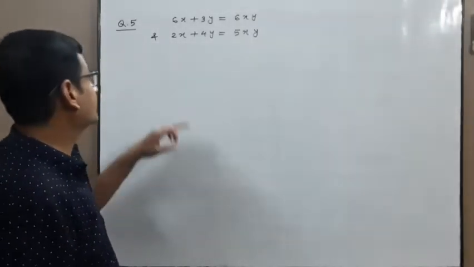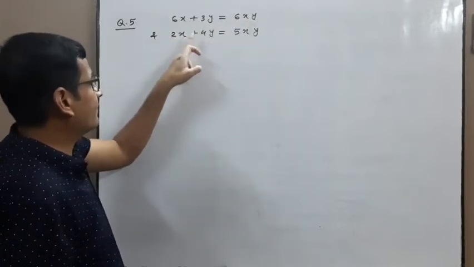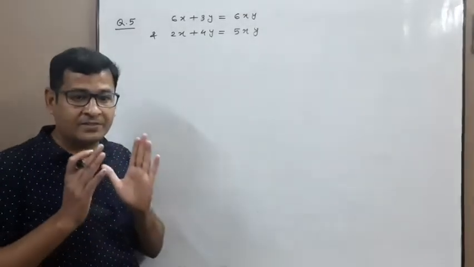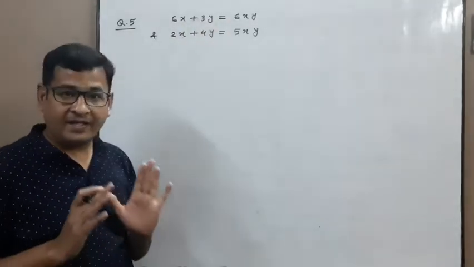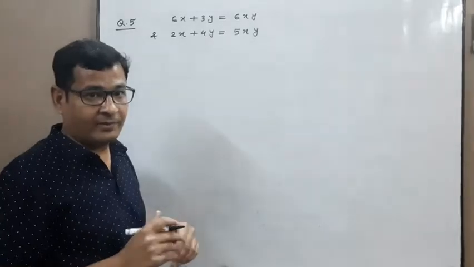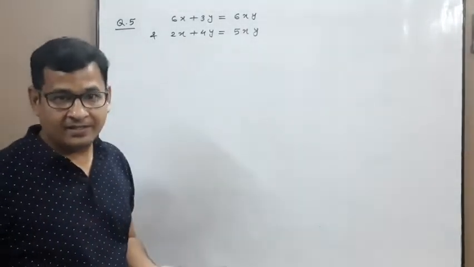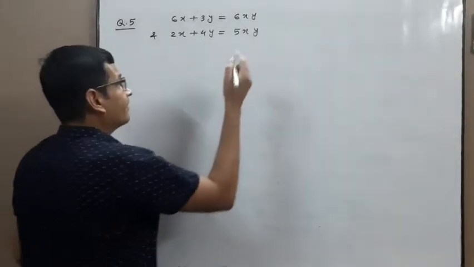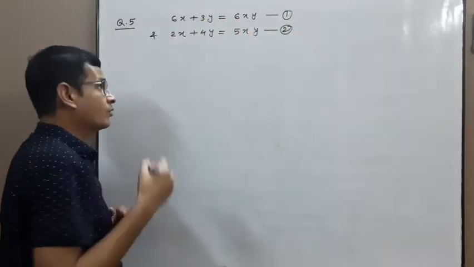Next problem. 6x plus 3y equal to 6xy, 2x plus 4y equal to 5xy. This question looks exactly like the previous question, but we can't divide both sides by xy. Why? Because we don't know the values of x and y. Maybe x equal to 0, y equal to 0, and we can't divide any number by 0. So this is a very special question. Use a different method. Give equation number 1, equation number 2.